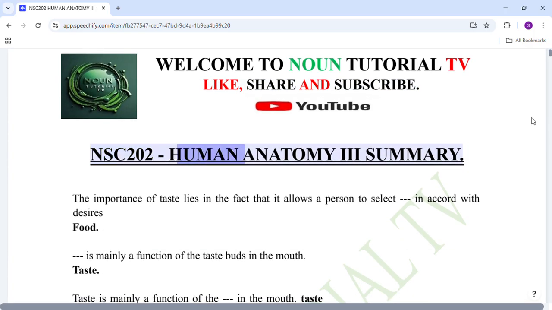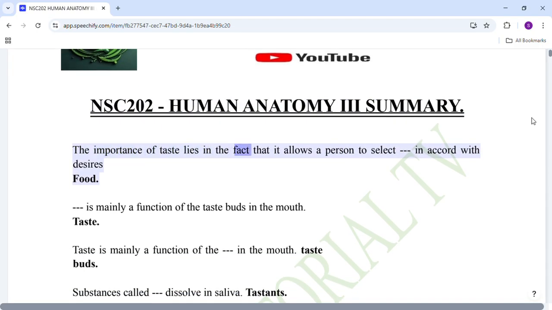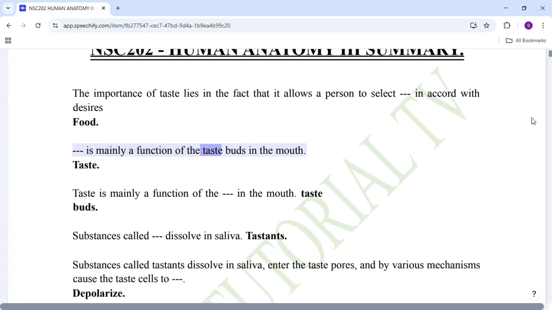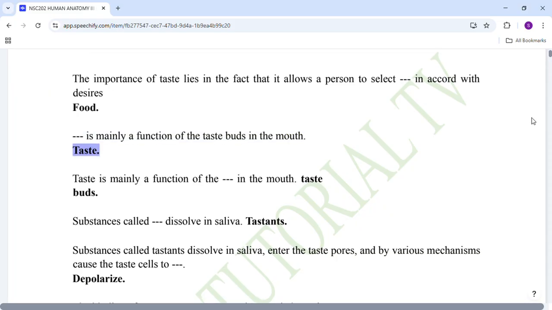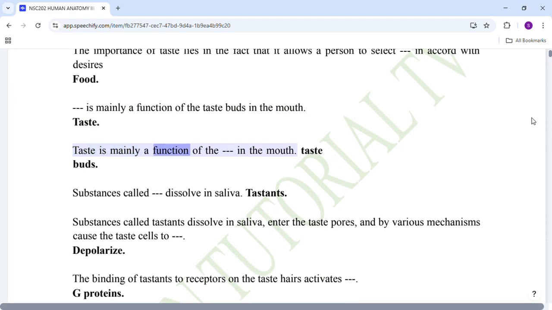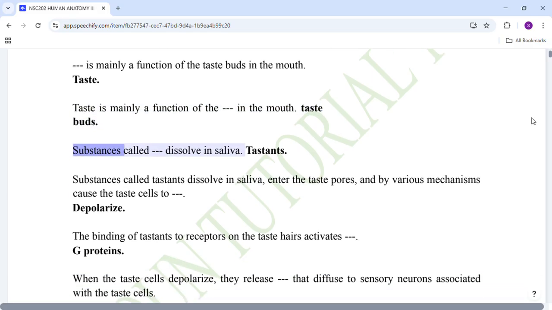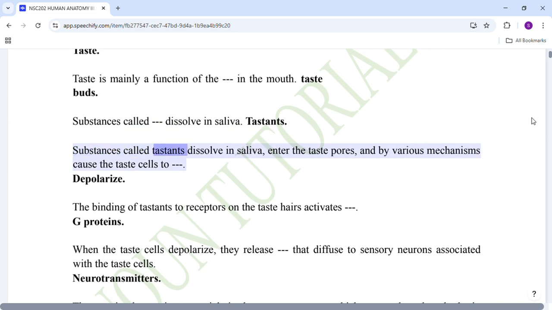NSC202, Human Anatomy 3 Summary. The importance of taste lies in the fact that it allows a person to select food in accord with desires. Taste is mainly a function of the taste buds in the mouth. Substances called tastants dissolve in saliva, enter the taste pores, and by various mechanisms cause the taste cells to depolarize.